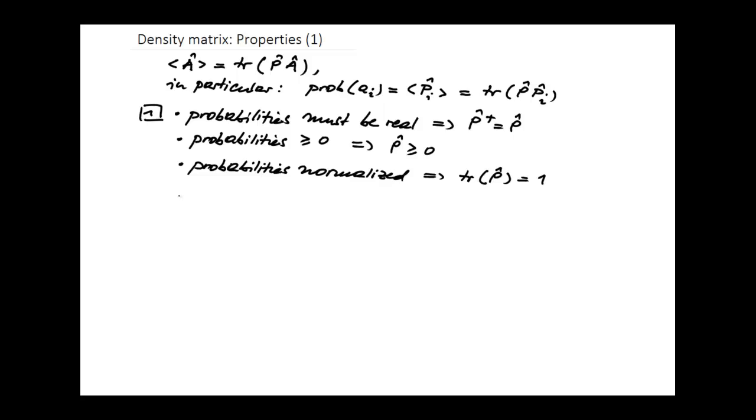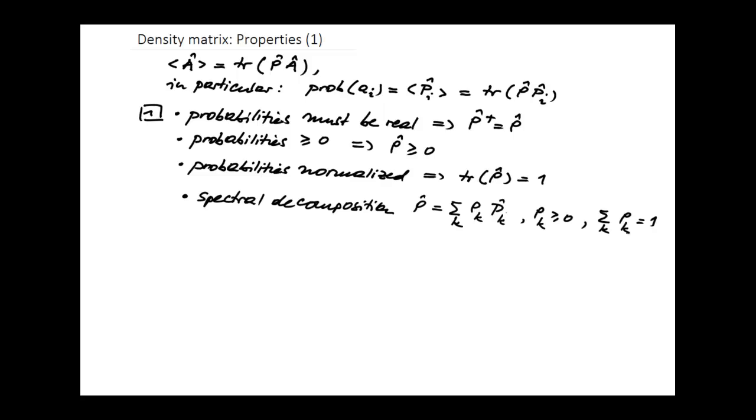Being Hermitian, there must be a spectral decomposition. So it must be possible to write rho as a linear combination of eigenvalues rho_i times the associated projector pi, where the eigenvalues are all non-negative and they add up to 1. That's the normalization condition. Now you see from this spectral decomposition that a density matrix can always be written as a linear combination of projection operators.